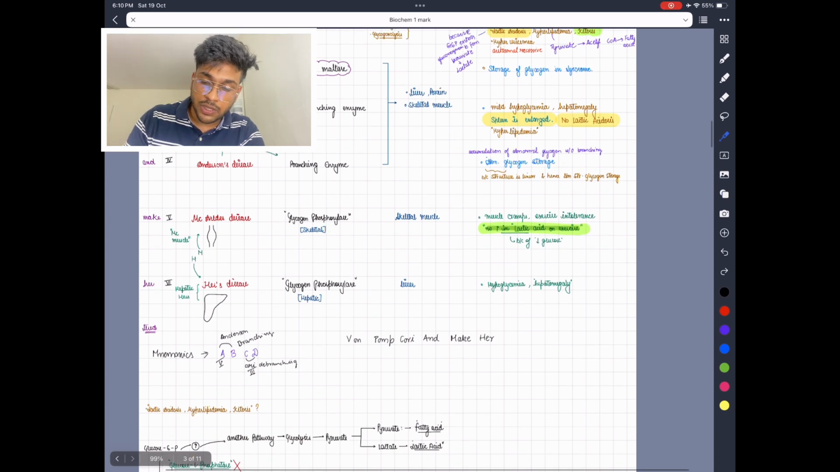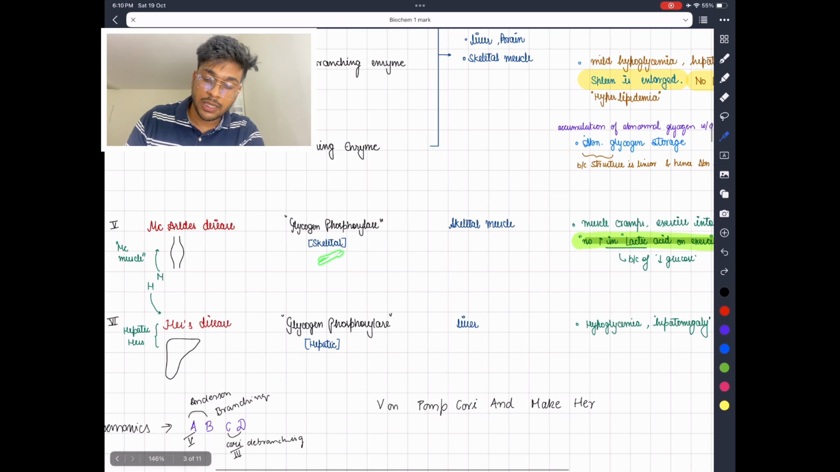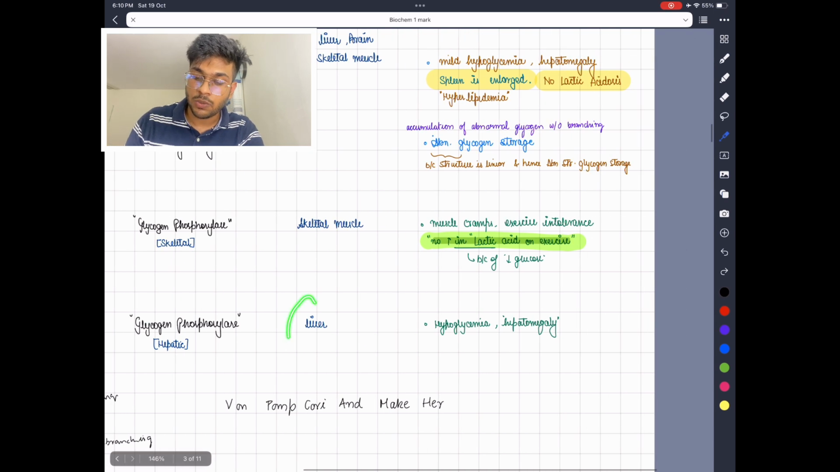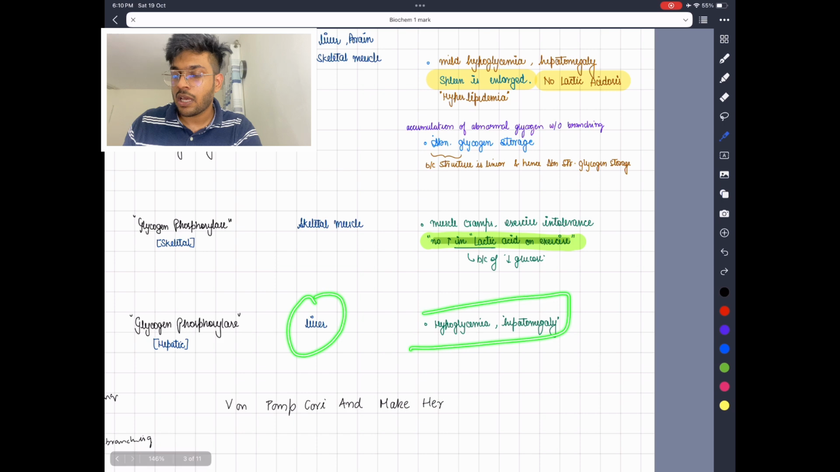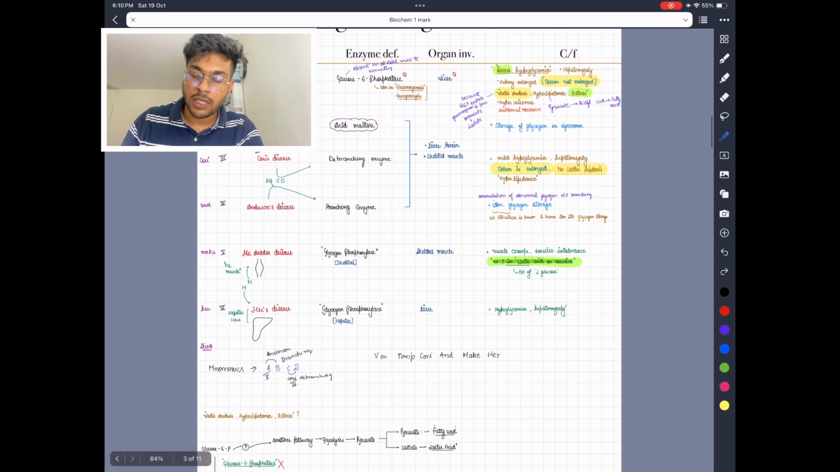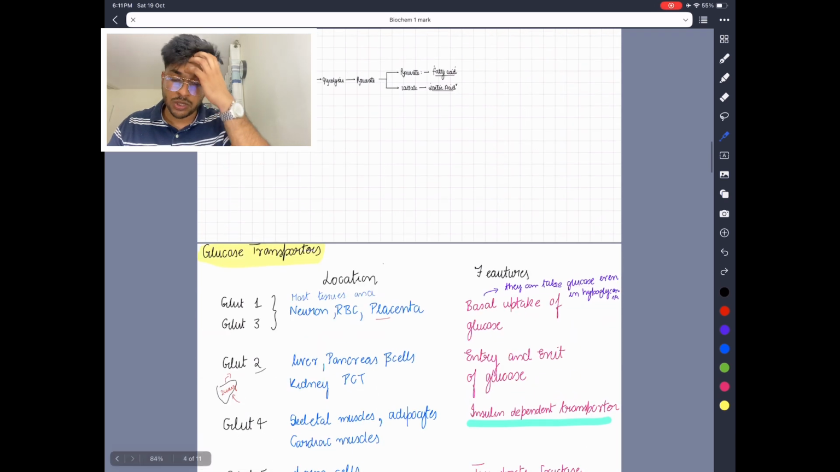Also glycogen phosphorylase, skeletal. Okay, it can also be in hepatic. If that is the case, then it will be Hers' disease. And in this one, the organ involved will be liver, and it will have hypoglycemia and hepatomegaly. Most likely, I'm hoping von Gierke is asked again, or it could be one of these. And I think most likely among these four, the question will be asked.